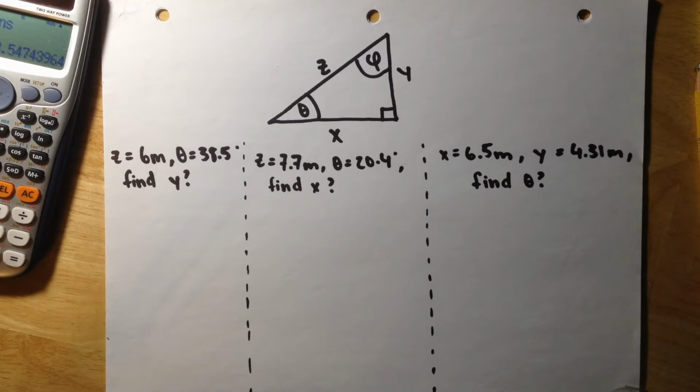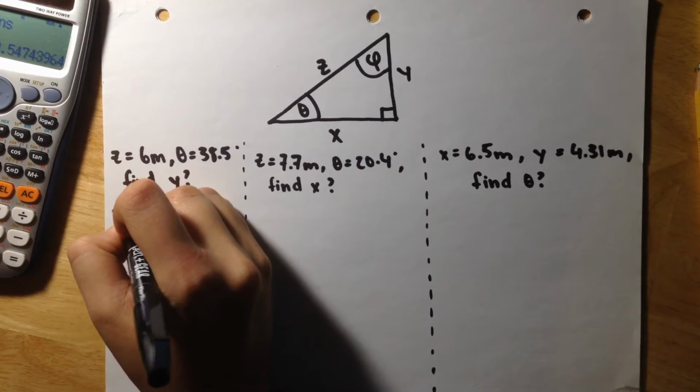So we have another right triangle here, and we are going to practice SOH CAH TOA. So the first scenario states that z is equal to 6 meters and the angle theta is equal to 38.5 degrees, and we are to find y. So let's write out SOH CAH TOA to determine which proportion we should use.